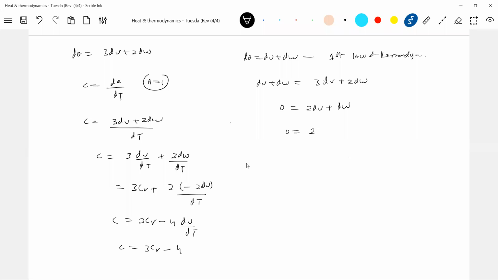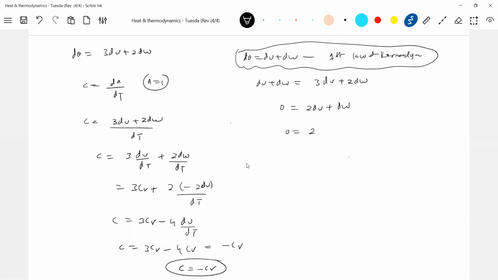So what is du by dt? It should be Cv. Minus Cv will come. So this is equal to, for a monatomic gas, 3R by 2. For a diatomic gas it will be 5R by 2. This will be our answer. This is from the first law of thermodynamics. This is general, applicable in any problem.